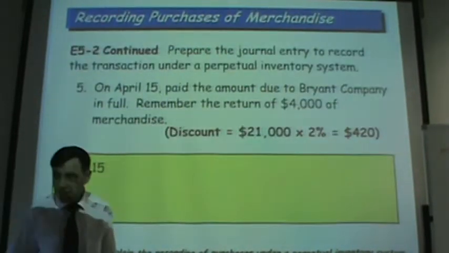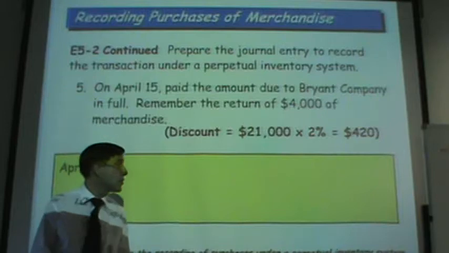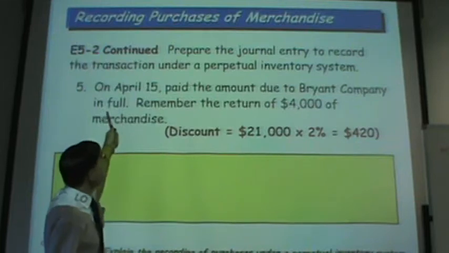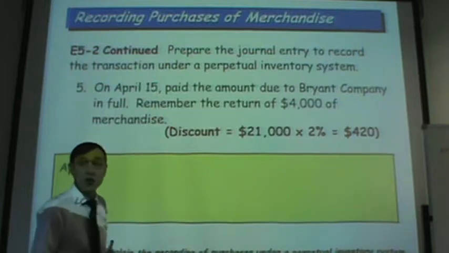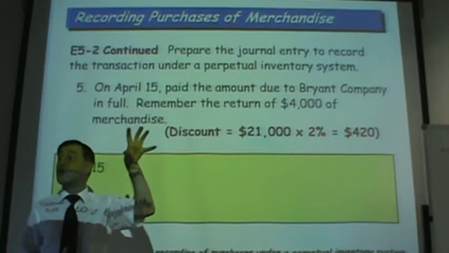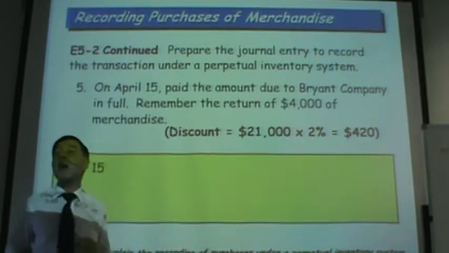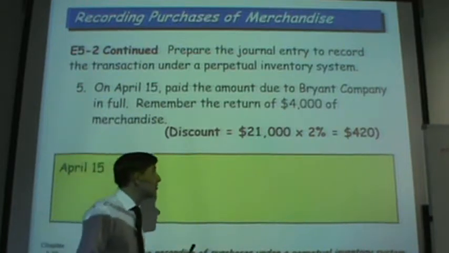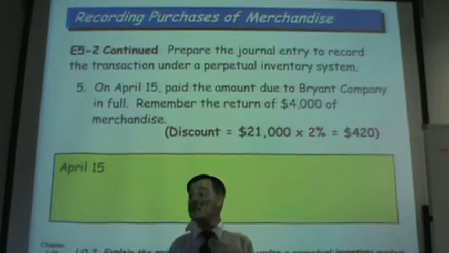Next one. Paid within the discount period. So, on April 15, the amount due was paid in full. Remember, there was already 4,000 returned. So, original price, 25,000. Discount 4,000, net amount 21,000. And now you calculate 2% of 21,000, and 2% of 21,000 is 420. So 420 is going to be the discount.